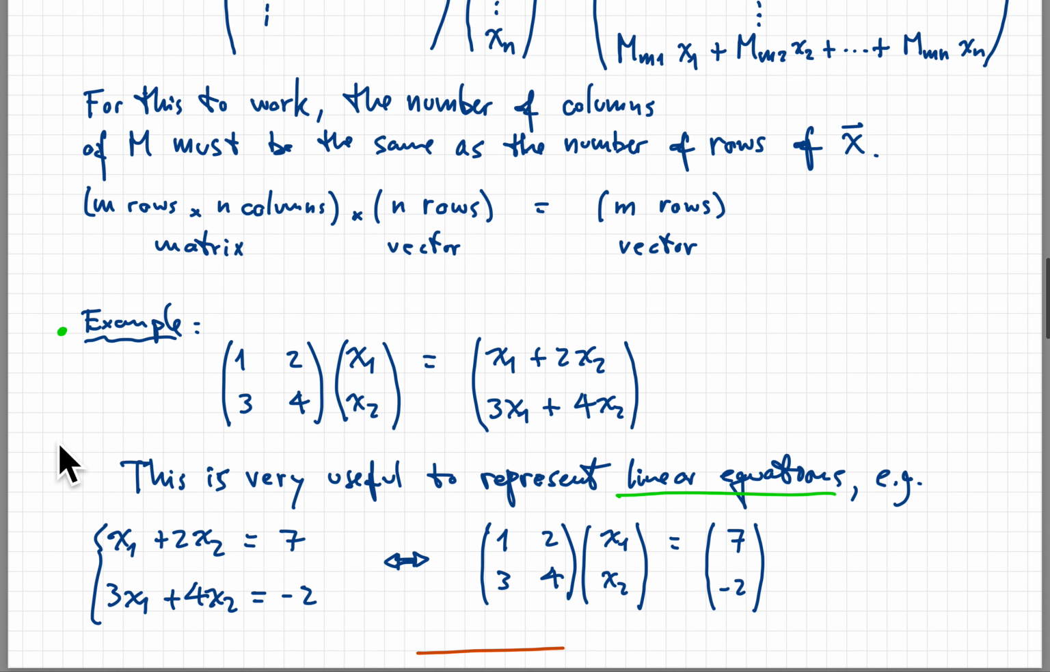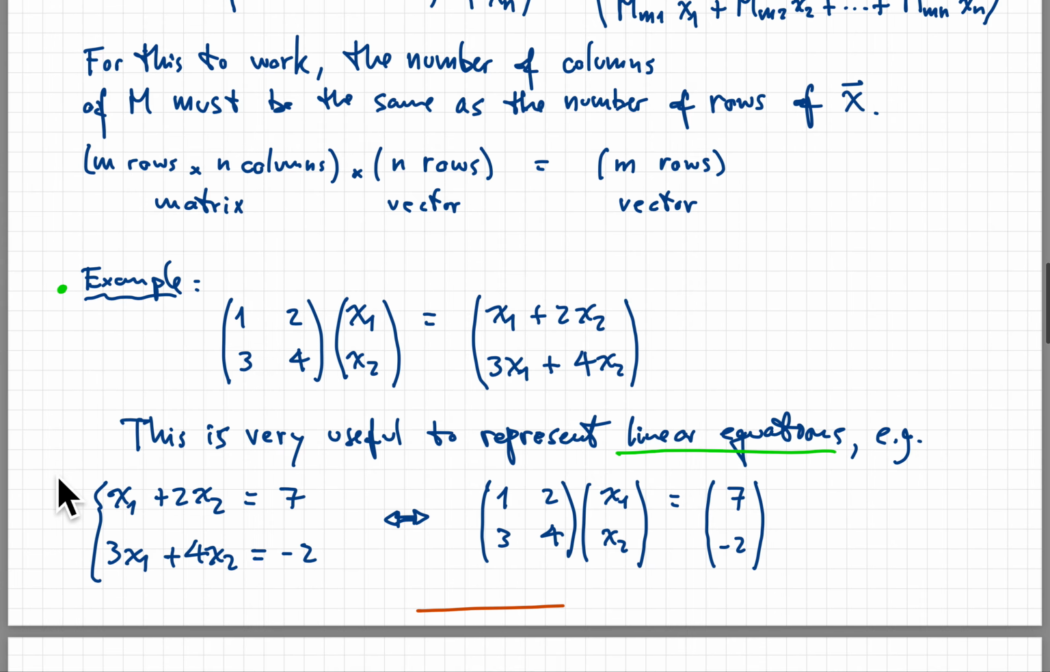Now, the main point of introducing matrices and the main point of linear algebra really is not so much the arithmetic calculations, but that these matrices and these vectors are useful to represent linear equations. To give you an example, this is a set of two linear equations with two unknowns. The unknowns are x1 and x2. They satisfy these two equations. We want to solve these equations.